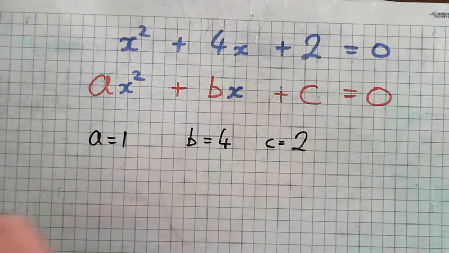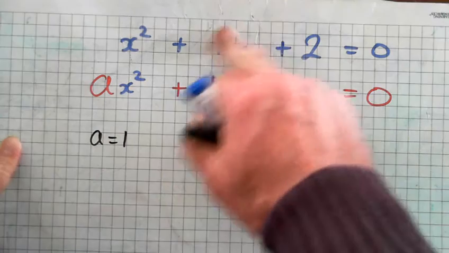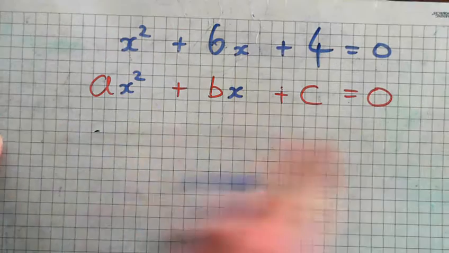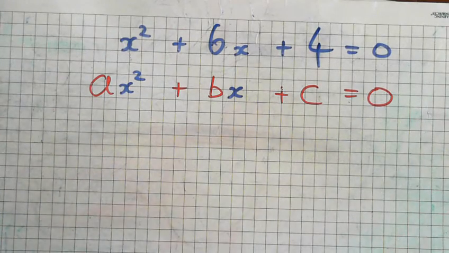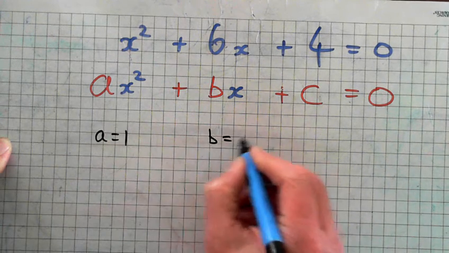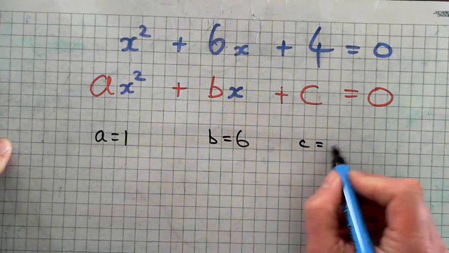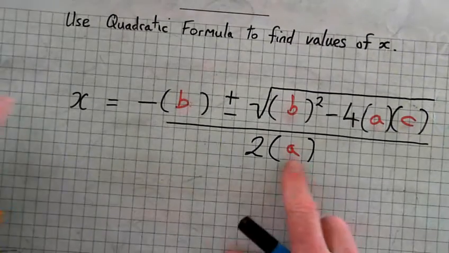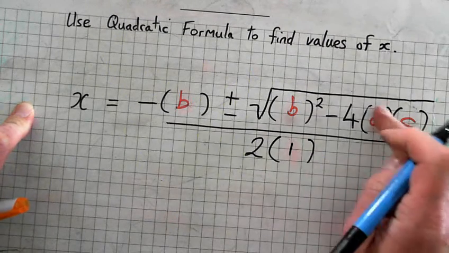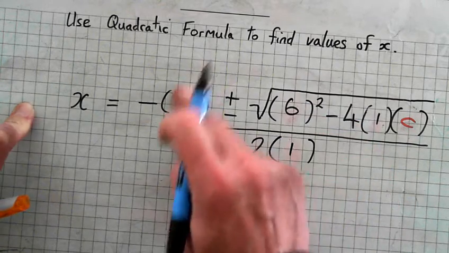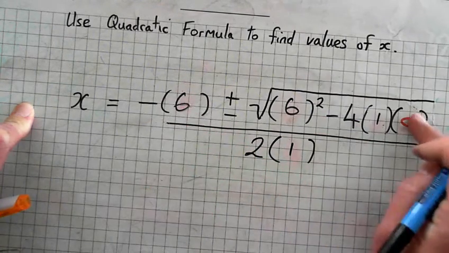So the next one we're going to do is x squared plus 6x plus 4. What's A equal to? 1. B is equal to? 6. C is equal to? 4. Alright. A is 1, B is 6, and C is 4.